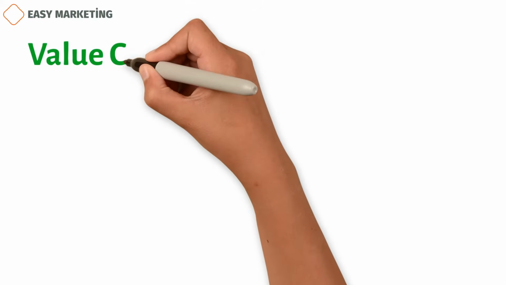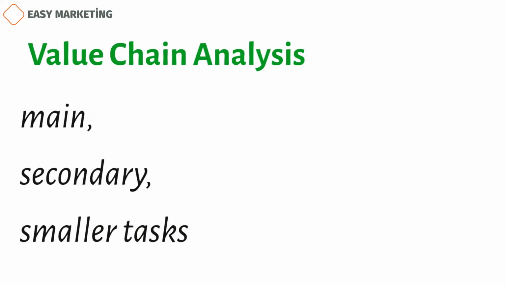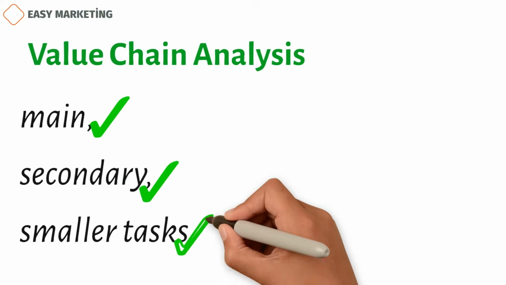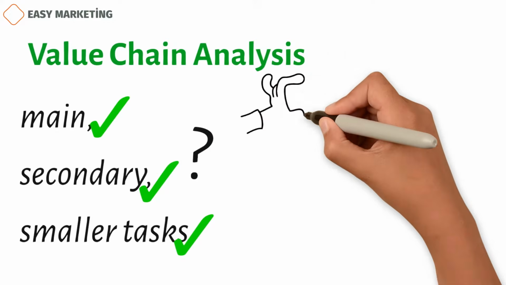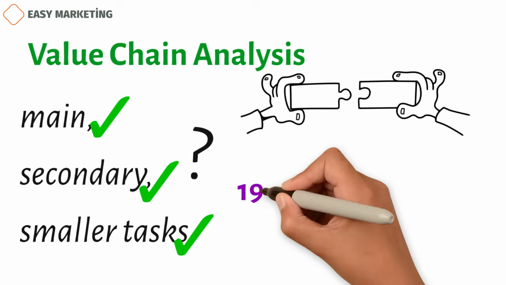A value chain analysis is when a business figures out what its main, secondary, and smaller tasks are and how well they work. A value chain analysis can show how the different parts of the chain are linked to each other and how they depend on each other.